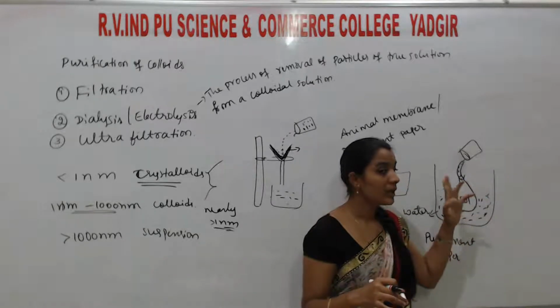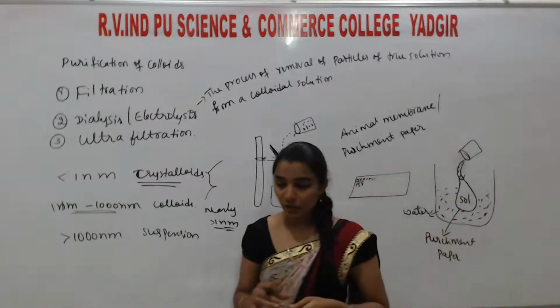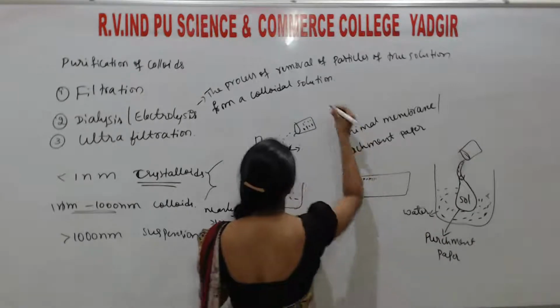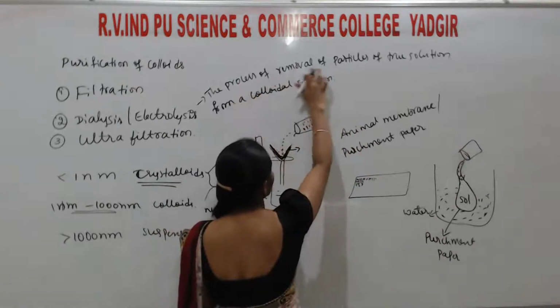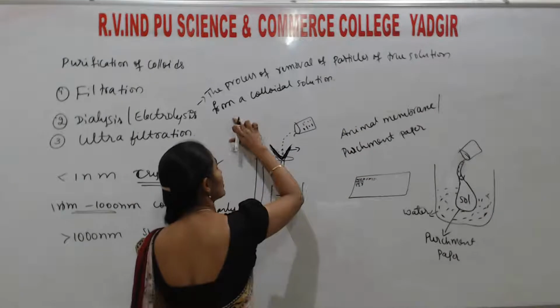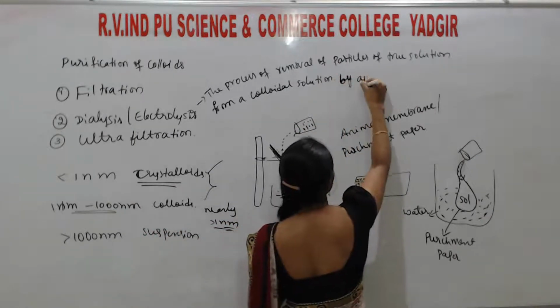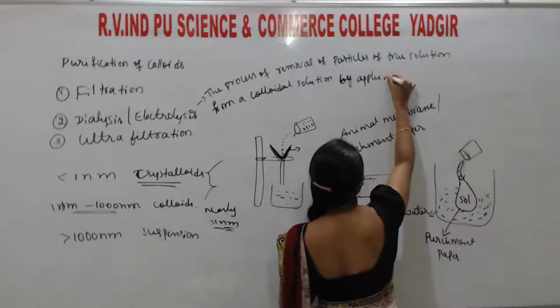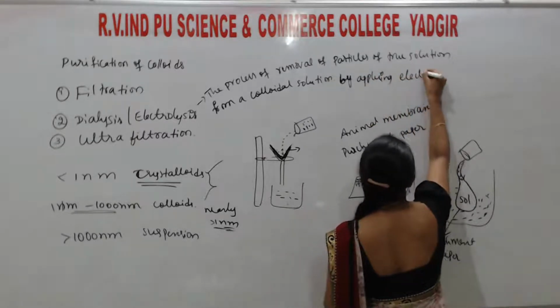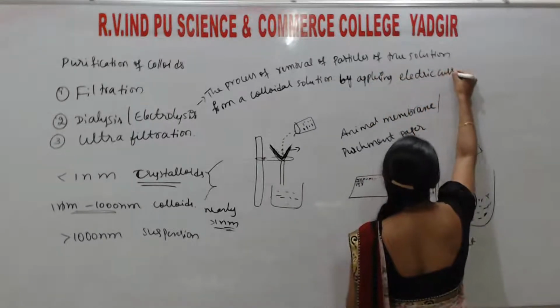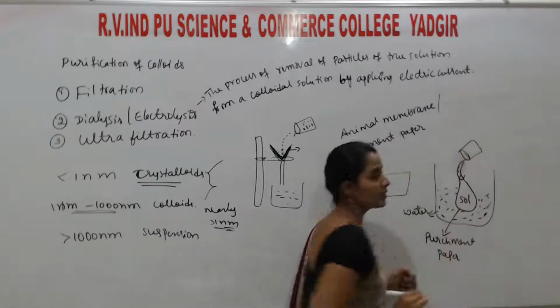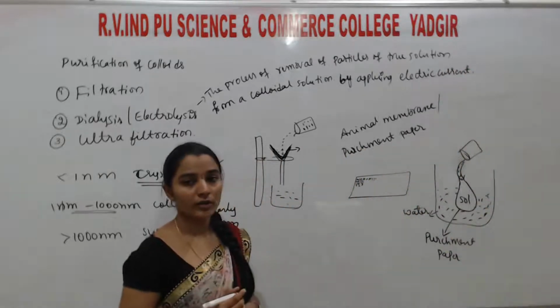Okay? This is dialysis. What does electrodialysis mean? So listen, the process of removal of particles of true solution from the colloidal solution by applying electric current is called electrodialysis.